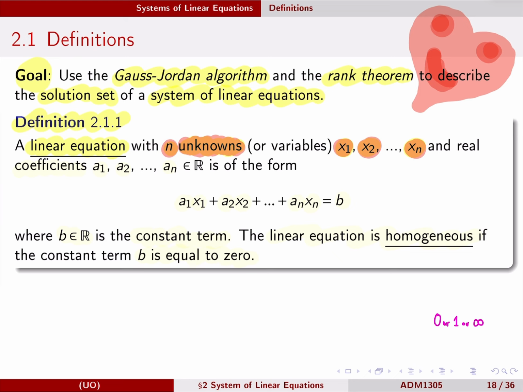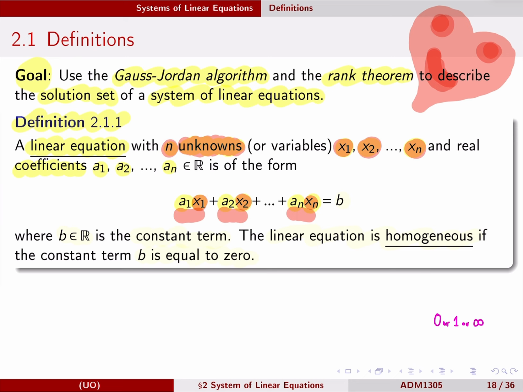And then to be a linear equation, the only thing you're allowed to do to these variables is multiply them by coefficients, real numbers. And these coefficients are fixed and are defined in the actual equation, a1, a2, all the way up to an. So a1 is the coefficient for x1, a2 is the coefficient for x2, and all the way up, an is the coefficient of xn.